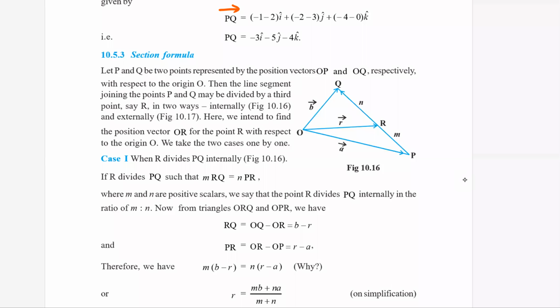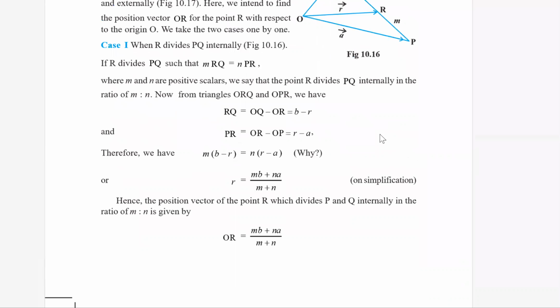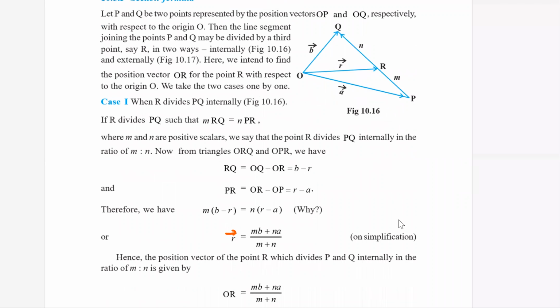Section formula is the same section formula which we have done in class 10th. Now it is in terms of vector. Suppose there is a position vector r such that it divides PQ internally in ratio m is to n.